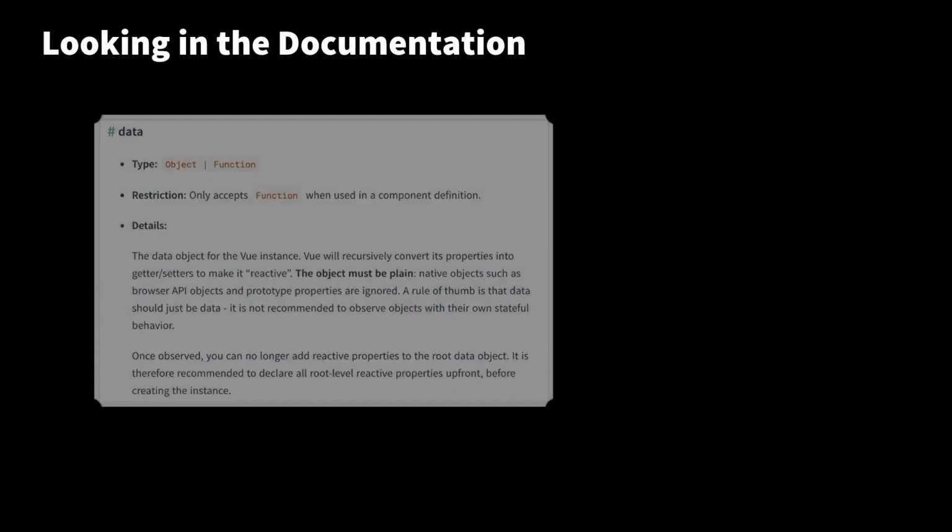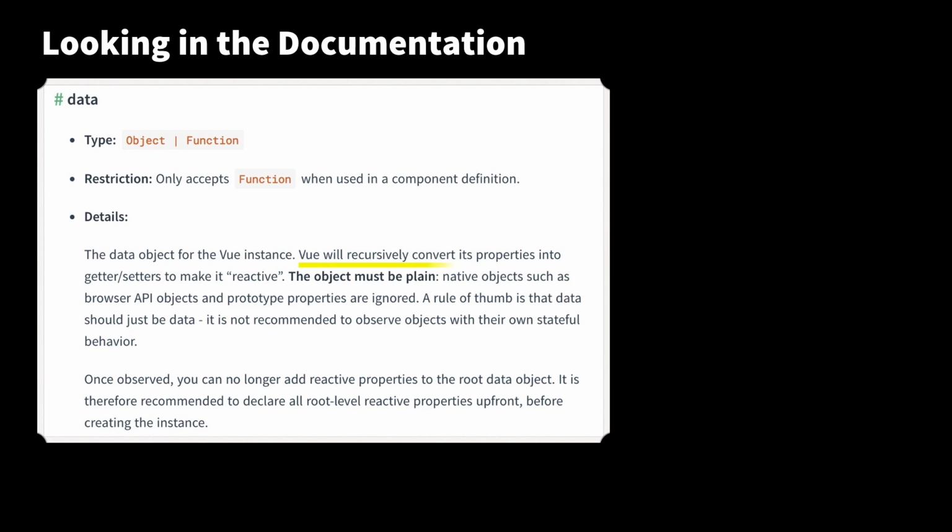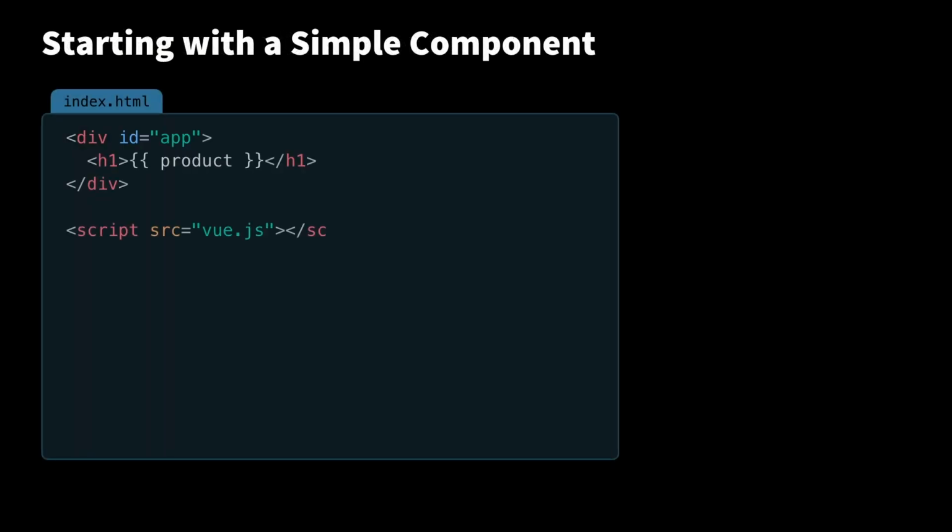If we look into the Vue component documentation, we'll see in the data property that Vue will recursively convert its properties into getters and setters and make it reactive. If you watched the lesson before this, that'll make sense because we created our own getters and setters in our reactivity system. To start parsing through the Vue.js source code, we want to start with a simple component.